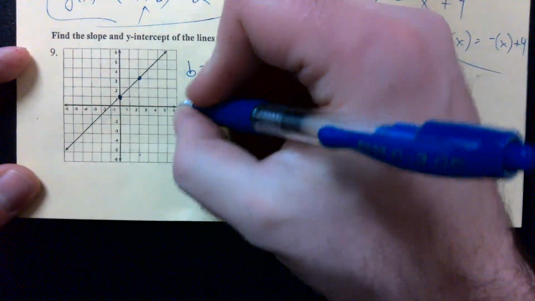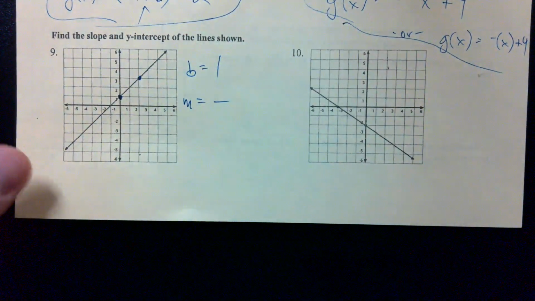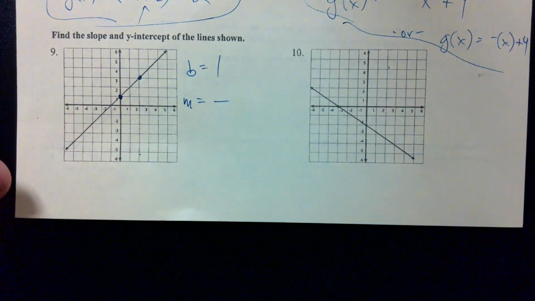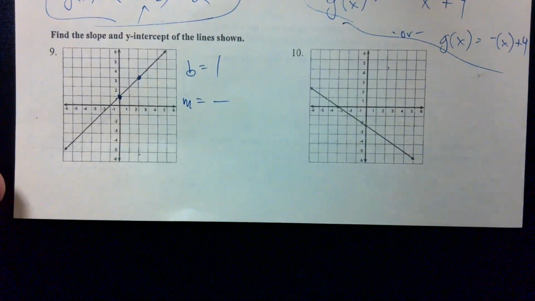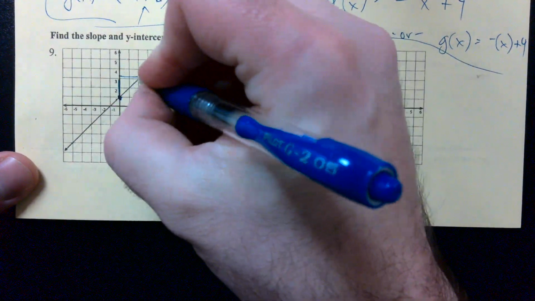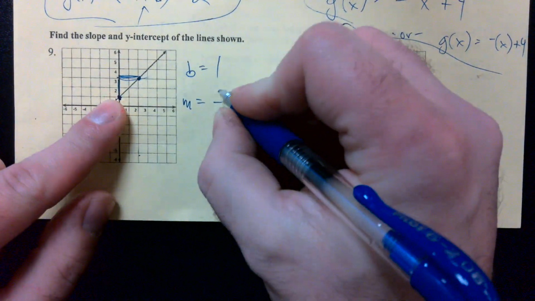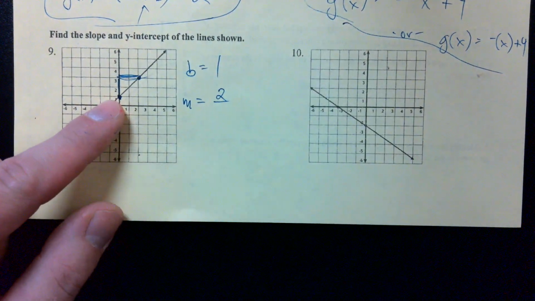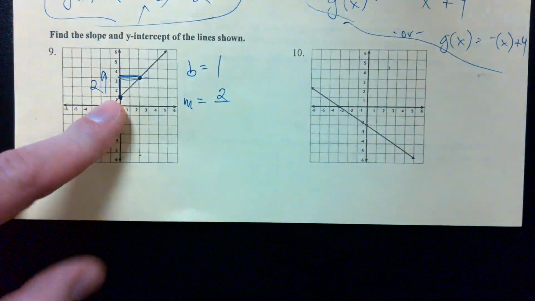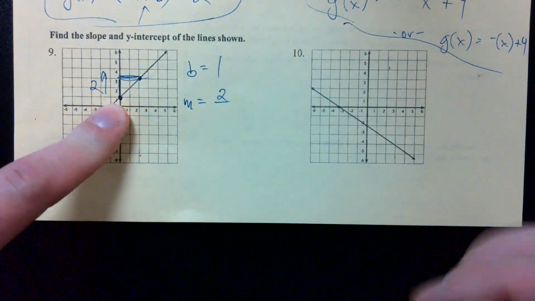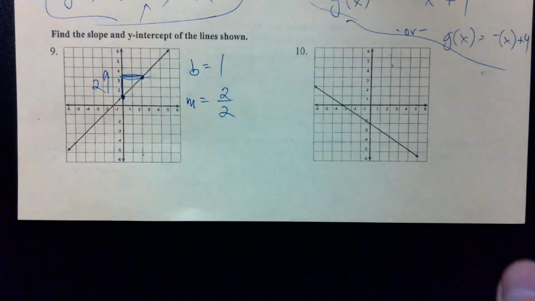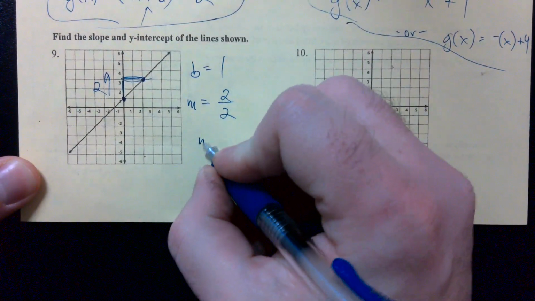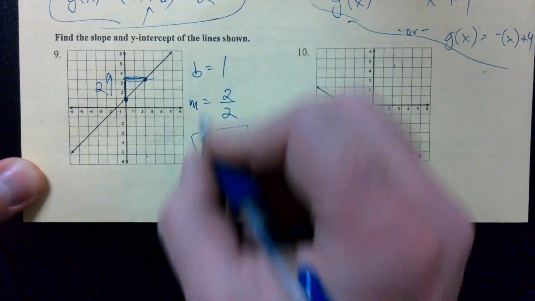Okay? My m, how can I find my m on a graph? Yeah, Alex? You show rise over run. That's how you find it. You got to rise, and you got to run. Alex, how many did I rise? 2. What direction did I rise? Up. So should my numerator be positive or negative? Positive. How many did I run over? 2. So my slope's 2 over 2, right? No. 1. I got to simplify it to get 1.